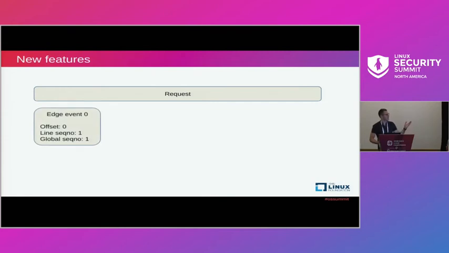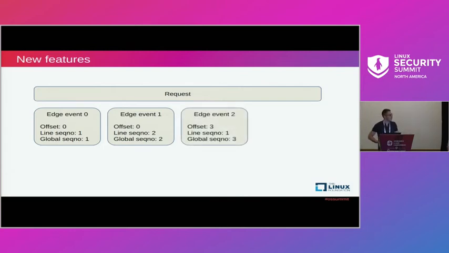You get the first edge event for offset 0. So both the line and global sequence numbers will be 1. Then you get another for offset 0. Now the line sequence, again, both will be the same, but it's going to be 2. Then you get a third event, this time for a different offset. So now the line sequence number will be 1 for this line because it's our first, and then the global sequence number will still be incremented by 1 to 3, and then the last edge event, back to 0, and the sequence number local is 3, global is 4, and this is how it works.